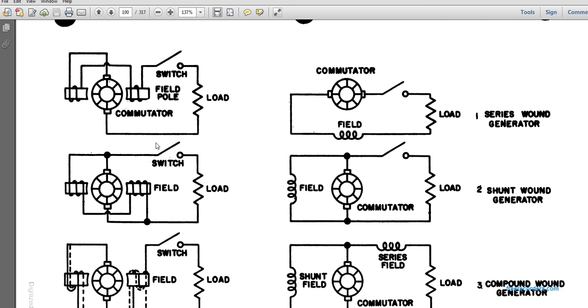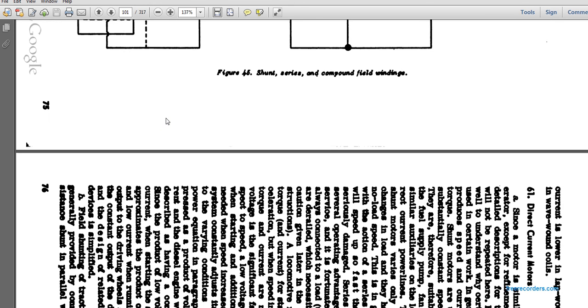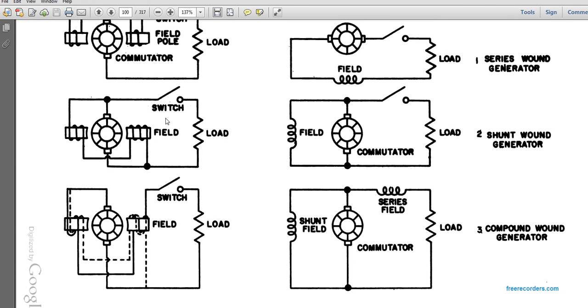It's hard to tell. Well, anyways, you have the commutator switched in the load fields, running in parallel circuits with a relay. Pretty much, the only break in the relay is this, the switch with field and load.